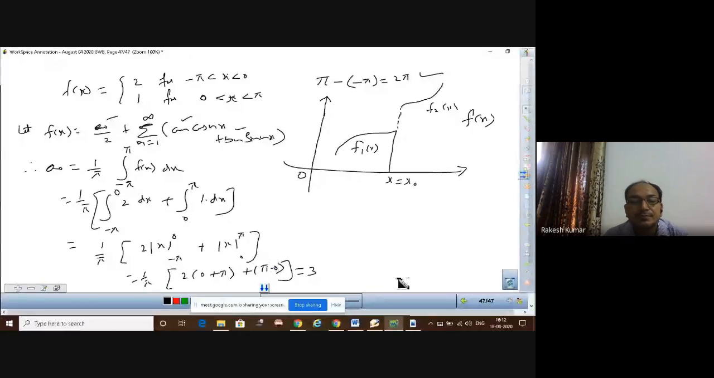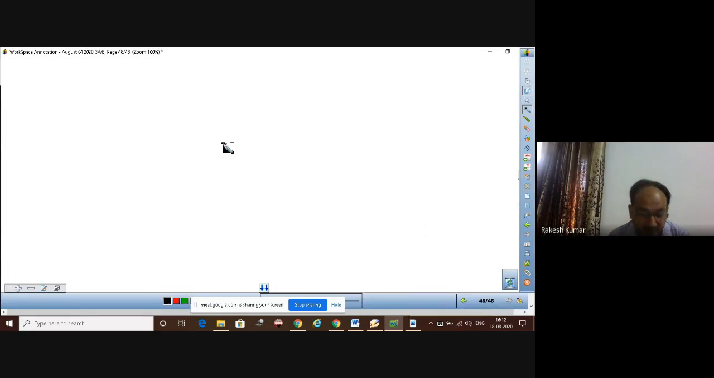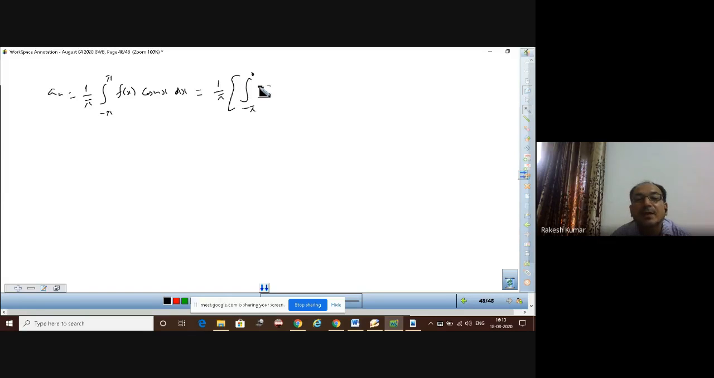Now this is the value of the first Euler constant. A naught is 3. Let us find the second Euler constant. The second Euler constant is 1 upon pi, integral from minus pi to pi of f of x into cos of nx dx. Now the interval again can be separated into two intervals, minus pi to 0 and 0 to pi.